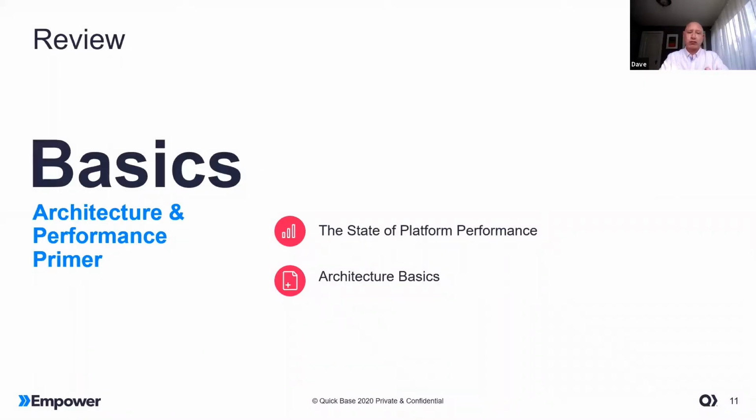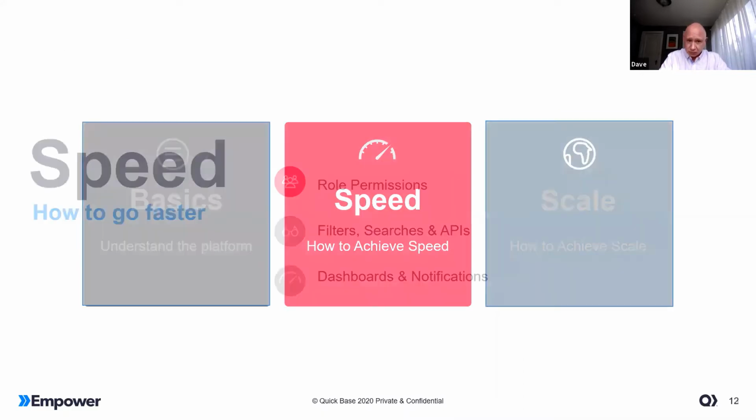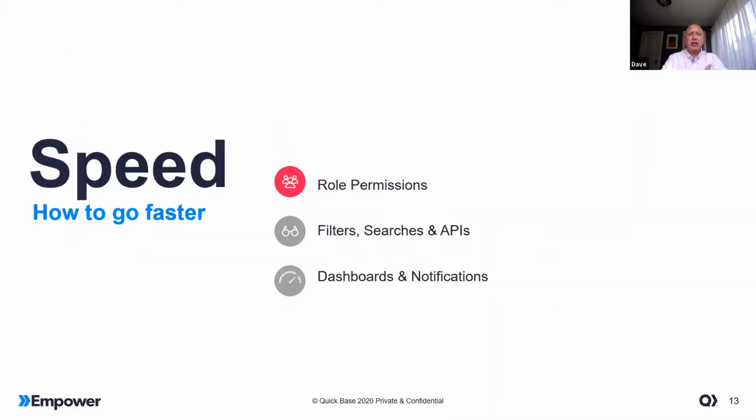So that's just a quick review of a little bit of our architecture and a little bit of the state of performance today. There are more sessions that you can take a look at in this year's Empower to really get a better understanding of QuickBase under the hood, the infrastructure and the guts of QuickBase. But I'm going to focus today on speed and scalability. So when it comes to speed, there are really 3 things that I think are important to zero in on when you're tuning and optimizing your applications for speed.